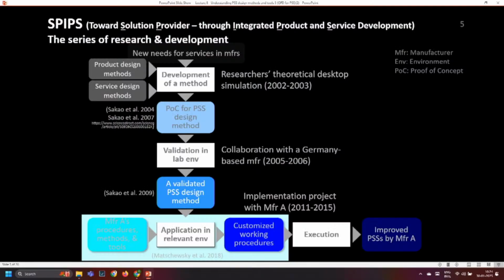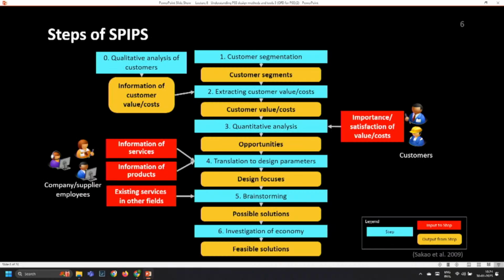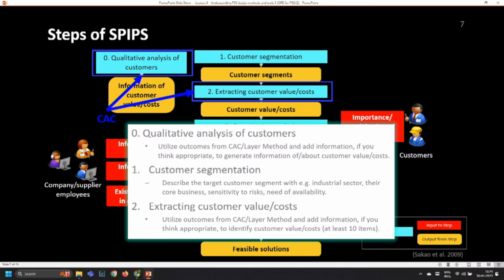So you know that the method or procedure that you are going to learn in this lecture and also in the other lectures are validated from an industrial point of view. So we call the procedure SPIPS, and it starts with analysis of customers, step 0 on the left-hand side, and step 1 at the top. You may want to segment different customers and extract customer values, or sometimes customers' cost or customers' risks as well. And as I added here, customer activity cycle, CAC, this is what I assume you have already done. Right? You, at least to some extent, analyzed the customers that you are considering, and you extracted customer values. Right?